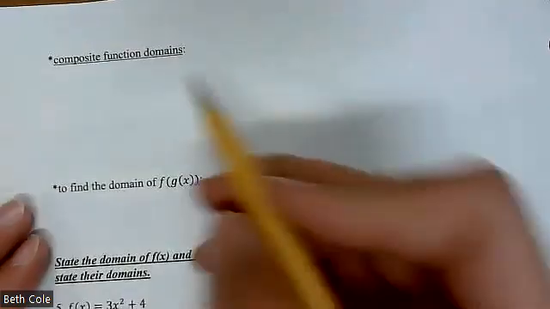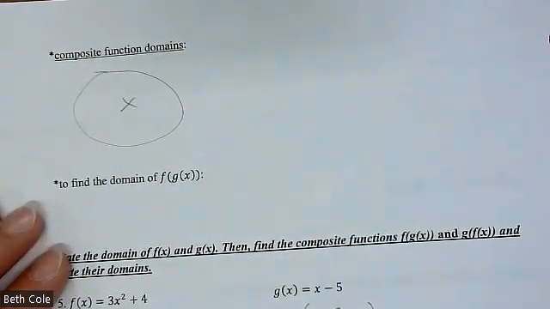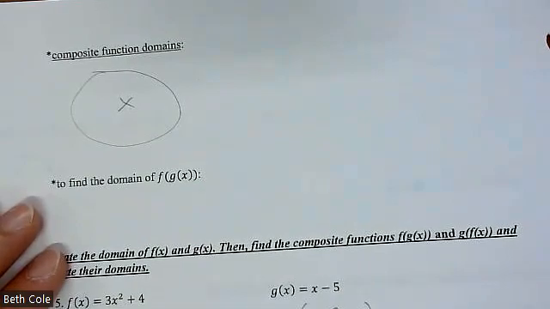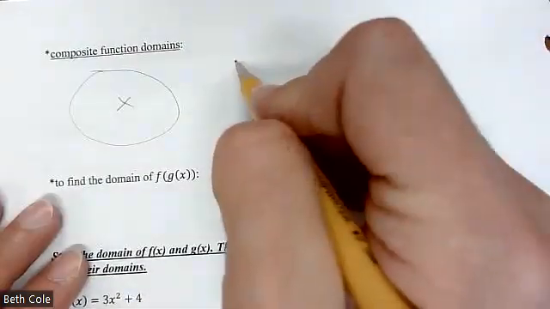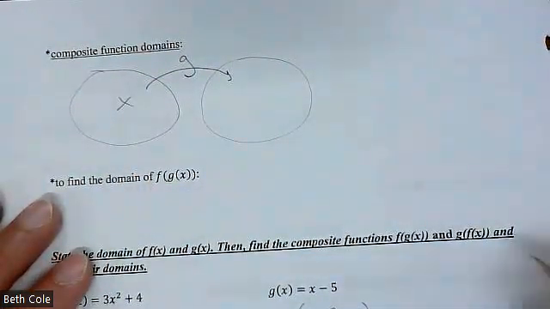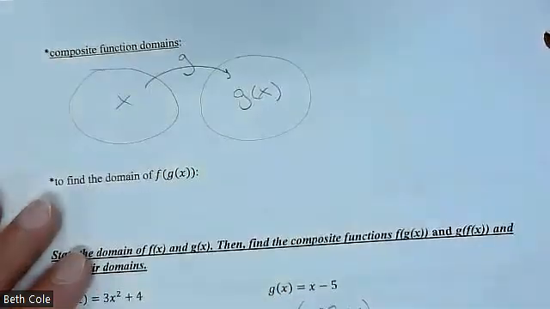So I'm going to start with a visual to show you. We're going to draw a circle. Here's where all of the x's live. And we're going to draw a circle. If we put all of those x's into function g, then what we get back is g of x.